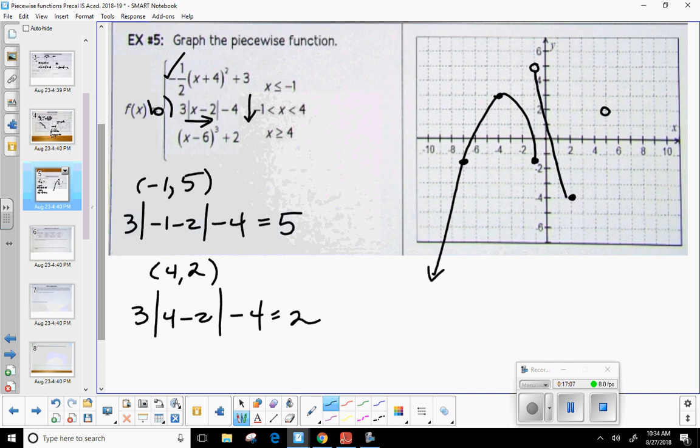So then I just go ahead and connect them because I know it's the V shape. So I'll go like this, and I'll go like that. Now, does it make sense that we got a skinnier V shape? Why? What told me I should be getting that? We're multiplying by 3. That would be a vertical stretch. Okay. All right. So we got that one taken care of.